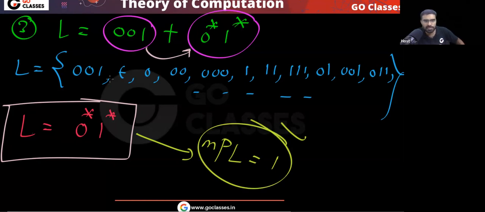So remember, this 0, 0, 1 is already included in this 0 star 1 star. This is already included. So your language is basically this. So the final answer will be 1 only.